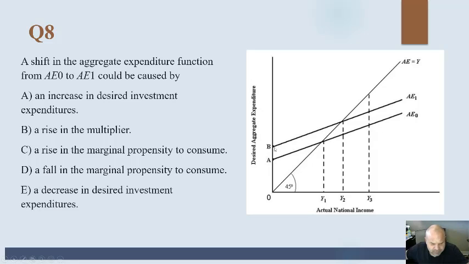Well, if there's some change in autonomous expenditure. So the answer here is an increase in desired investment expenditures. This is the only answer of all of these that is correct. If there's a change in, say, the marginal propensity to consume, that would actually rotate the line rather than shift it in a parallel manner.